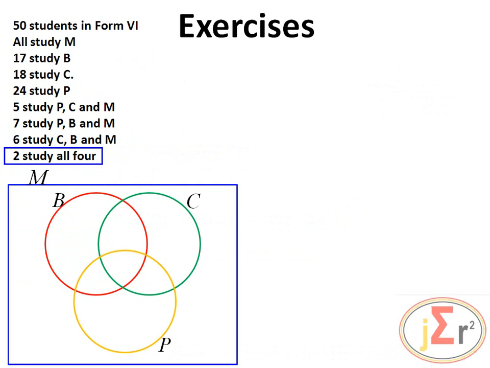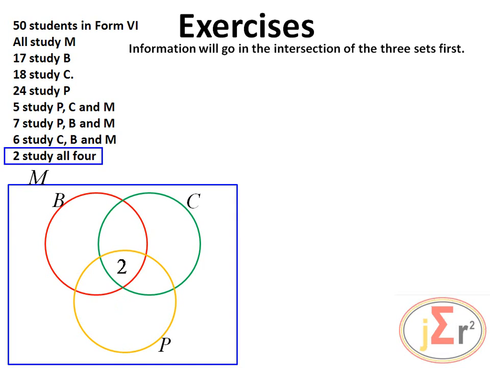2 study all 4 subjects. But do not forget that while we have the intersection of 3 sets right here, the intersection of 3 sets is also in the set of students who study mathematics. Therefore, that accounts for the 4th set. So, information will go in the intersection of the 3 sets first. Why? Because although we have 3 sets intersecting here, mathematics is also a subject and all other sets are contained inside of the set of students who study mathematics. So that accounts for the 4th set.